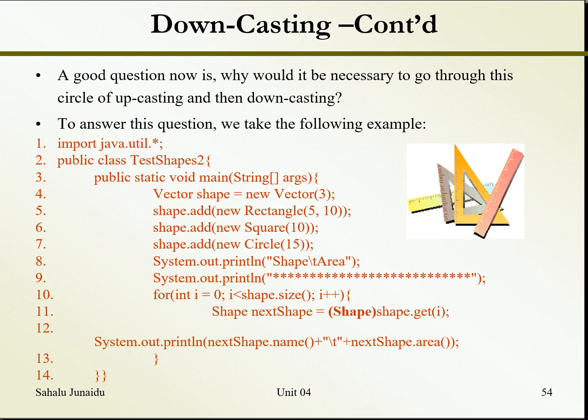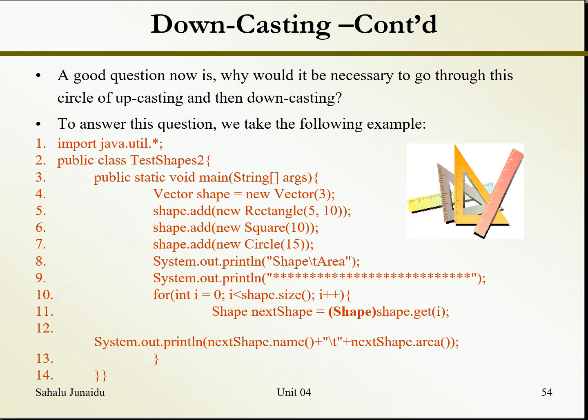Will that lead to an error? Yes, it will lead to an error, because the chef here is of type vector. So when we say chef.get(i), that means get i when i is 0. i = 0 means what?